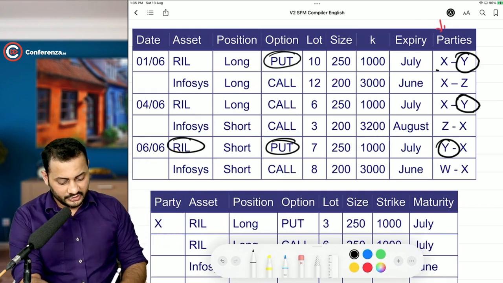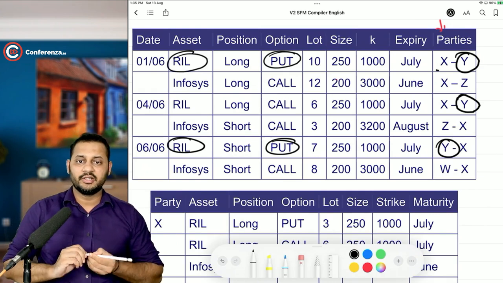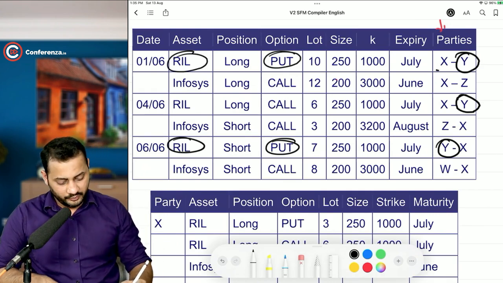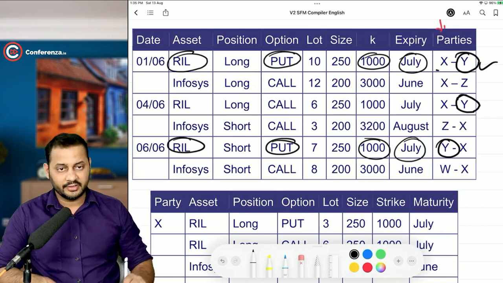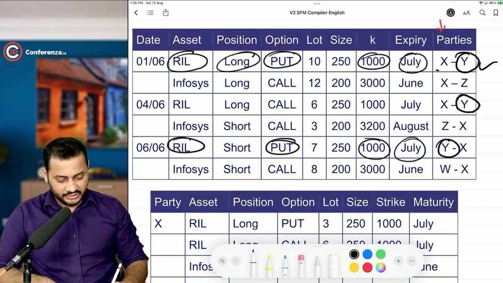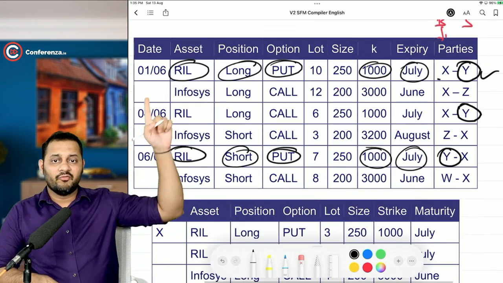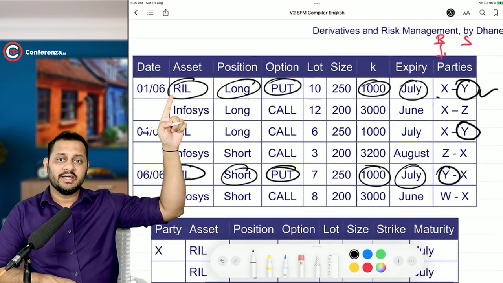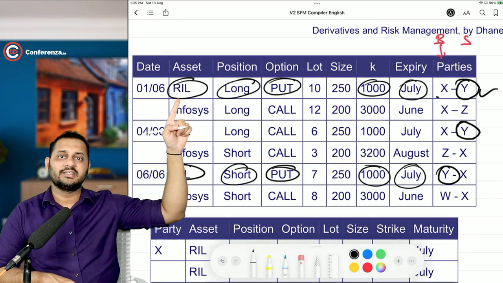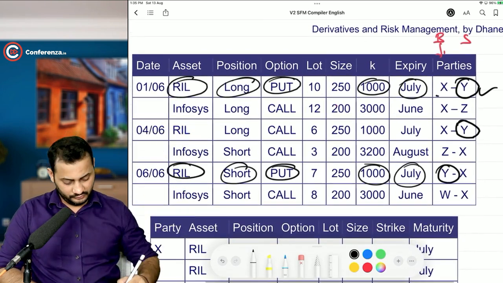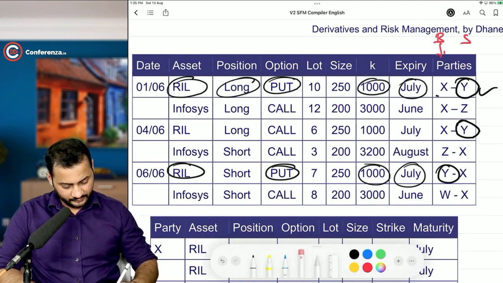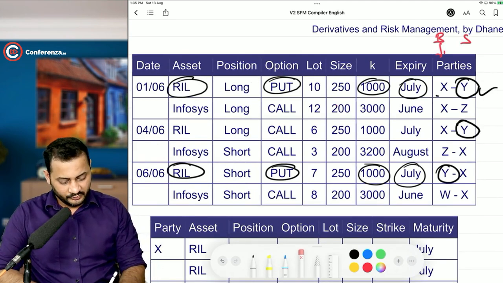So we can square off this position with this position. Now you can clearly see that RIL put 1000, July, has a seller and a buyer. We have a long position and a short position. So Y sold 10 lots of put option in Reliance Industries Limited. Just forget about this part; this position is for the first party only.